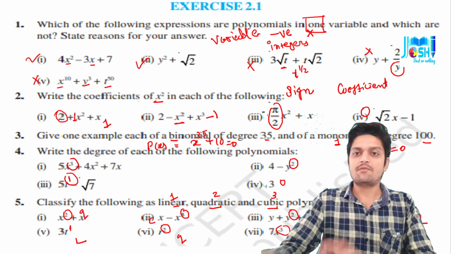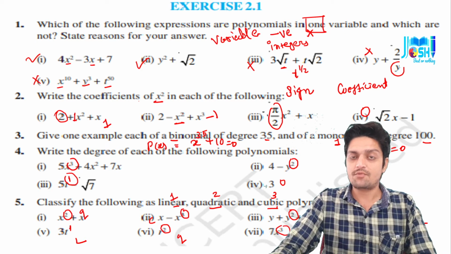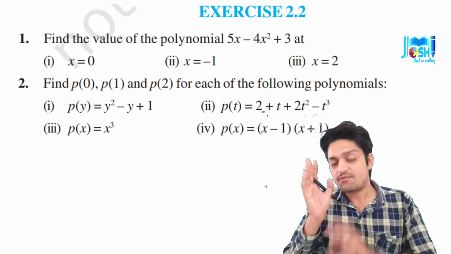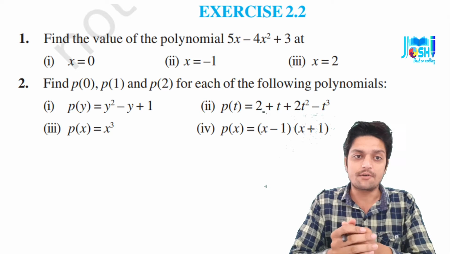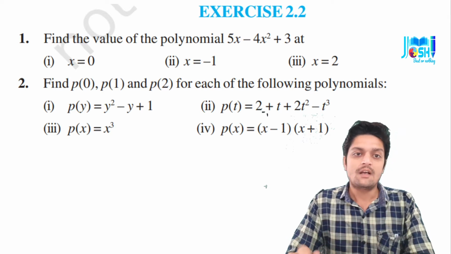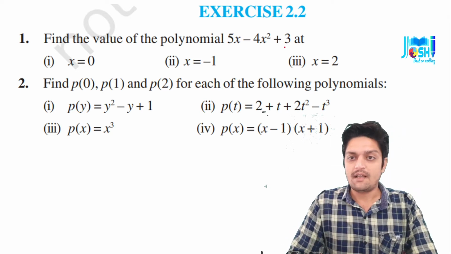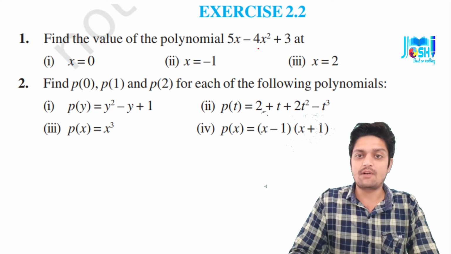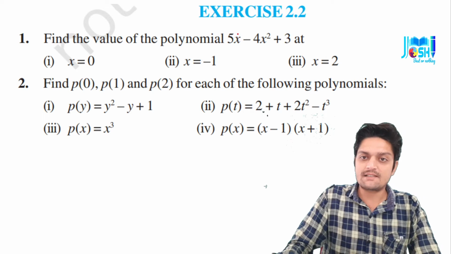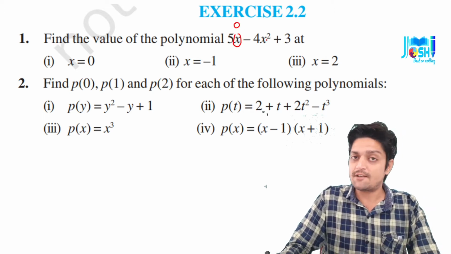So it was your question, exercise number 2.1, and let us start fast because this is fast track revision. So let us start exercise 2.2. The first question is: find the value of the polynomial at this point. Here, first point, x is equal to 0, so if you put 0 here, 0 into anything, the first term is 0, 0 square is 0, 0 into anything again 0, so 3 will remain.